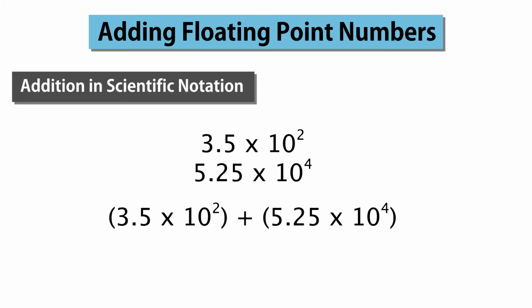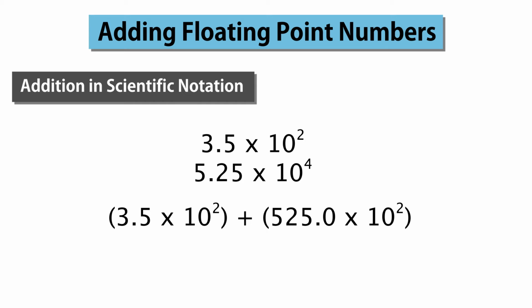Let's choose the multiplier of 10 to the 4th, adjusting it down to 10 squared to match the other add-in. Since we're decreasing 10 to the 4th by a factor of 100, we have to compensate by increasing the coefficient by a factor of 100. That means moving the decimal point to the right by 2 places. That yields the number shown here.